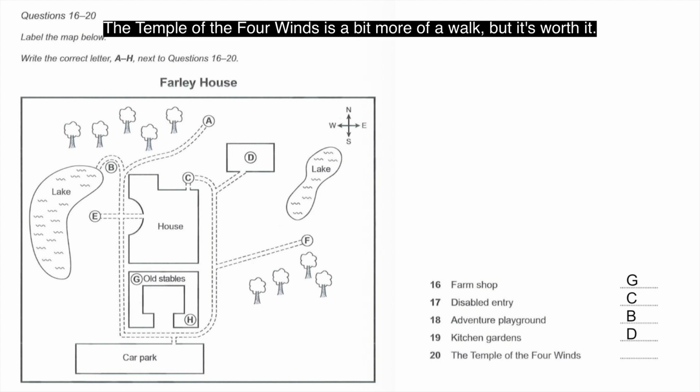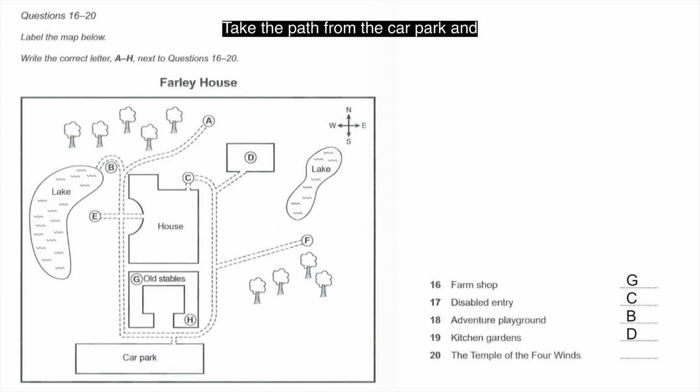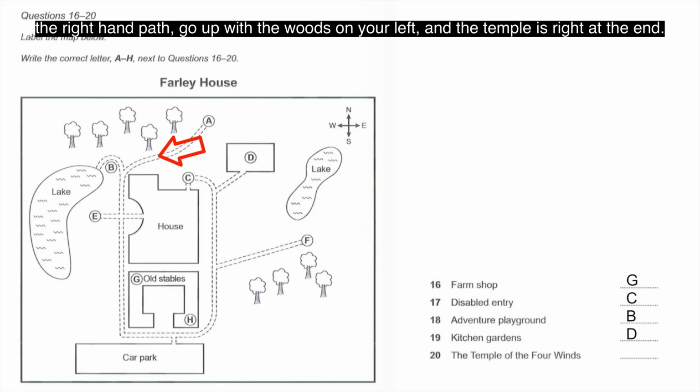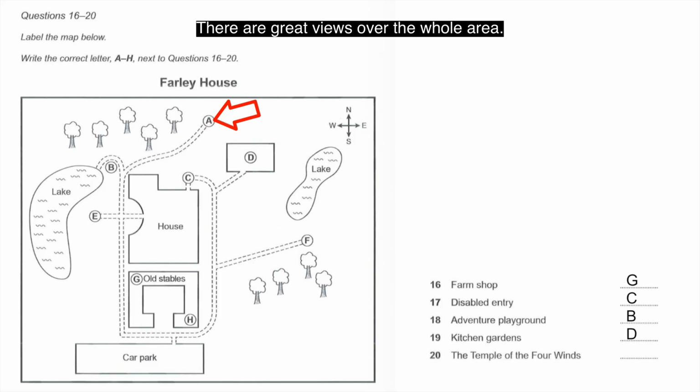The Temple of the Four Winds is a bit more of a walk, but it's worth it. Take the path from the car park and go past the western side of the stables and the house. Then when the path splits, take the right-hand path. Go up with the woods on your left, and the temple is right at the end. There are great views over the whole area.